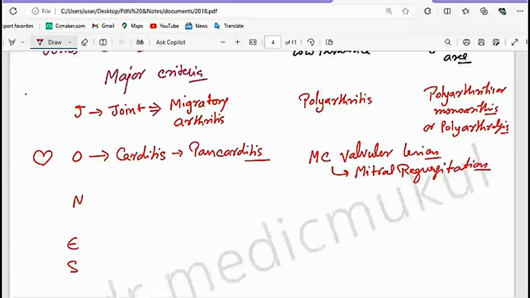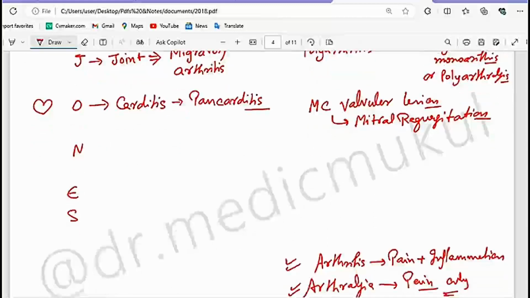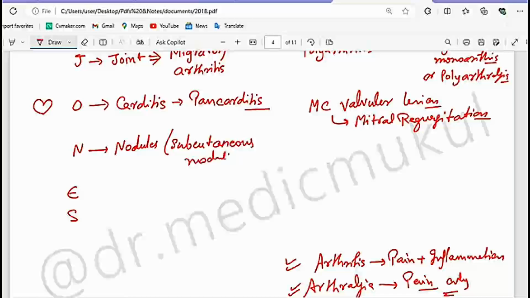After that we have the N. What do you have to remember about the N? N means nodules. Remember, in the major criteria we have subcutaneous nodules. And where will these subcutaneous nodules be present? They will be present on the extensor surface.